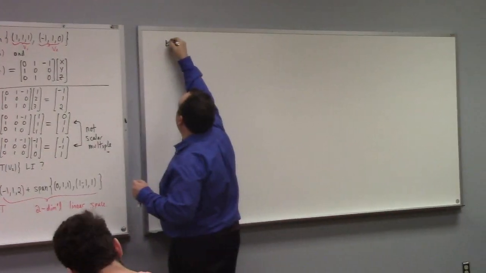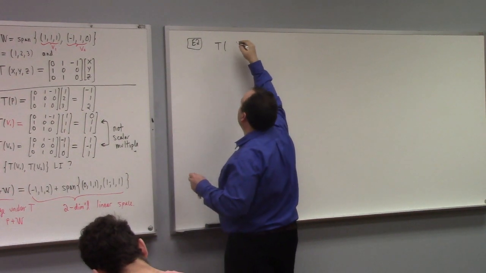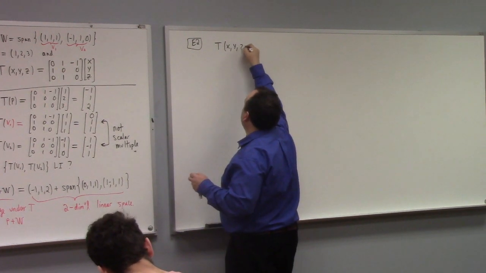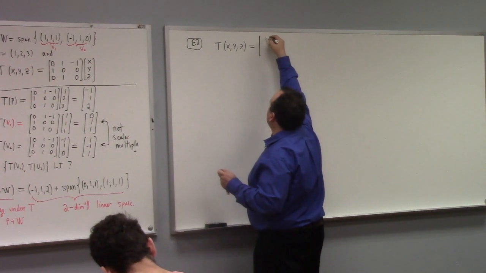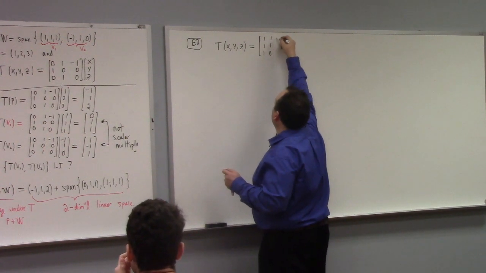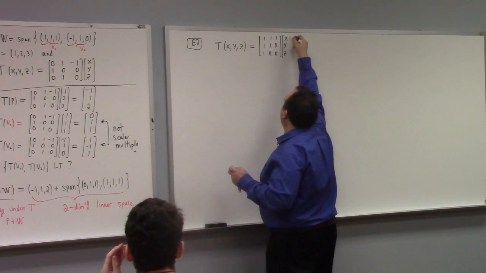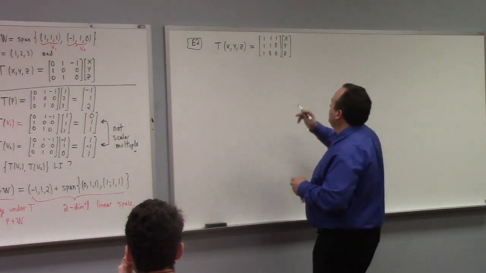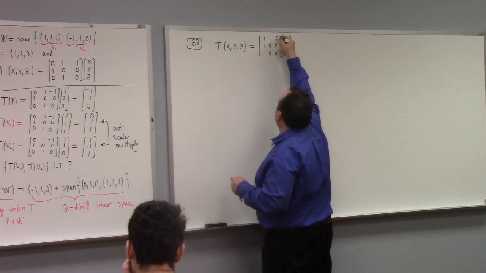Example 2, perhaps we could have T of (x, y, z) equal to, I'll do something relatively simple, like 1, 1, 1, 1, 1, 0, 1, 0, 0. So there's my matrix. And let me throw in a 6 and a 7 here for good measure.